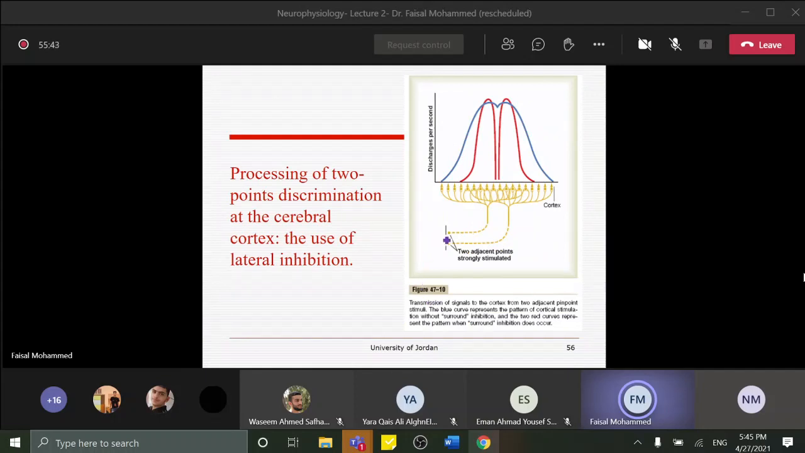The same thing here for, say, two-point discrimination: high one point, high one point. This one point stimulates the central one here, and this one point stimulates the central one here. What happens here? We have lateral inhibition. This inhibits laterally here and inhibits laterally here, and this point inhibits laterally and this inhibits laterally. What happens in the middle here? We have no stimulus.